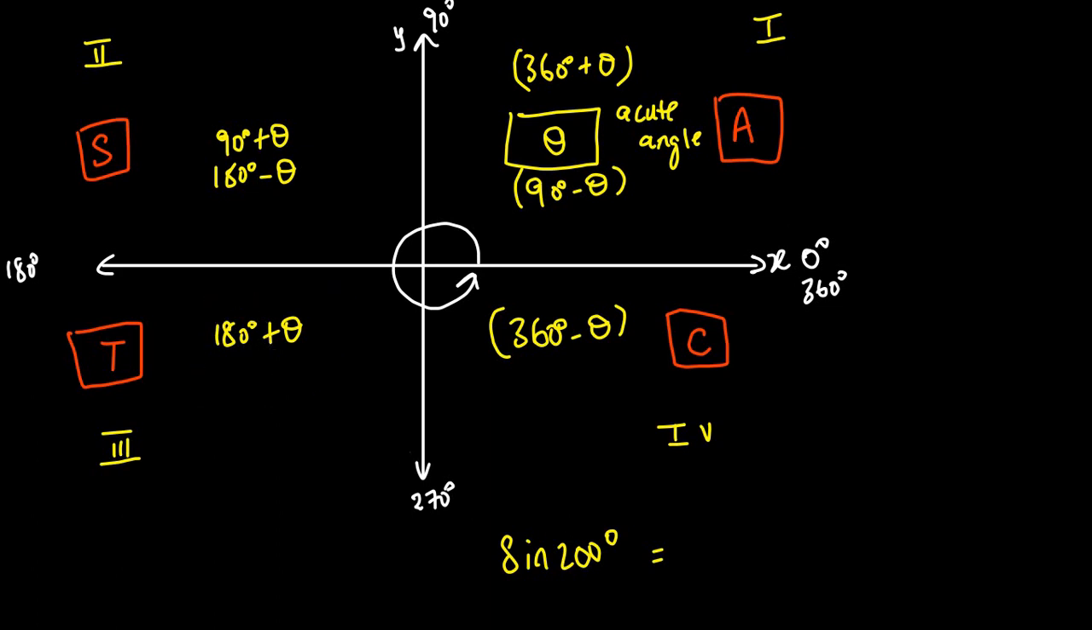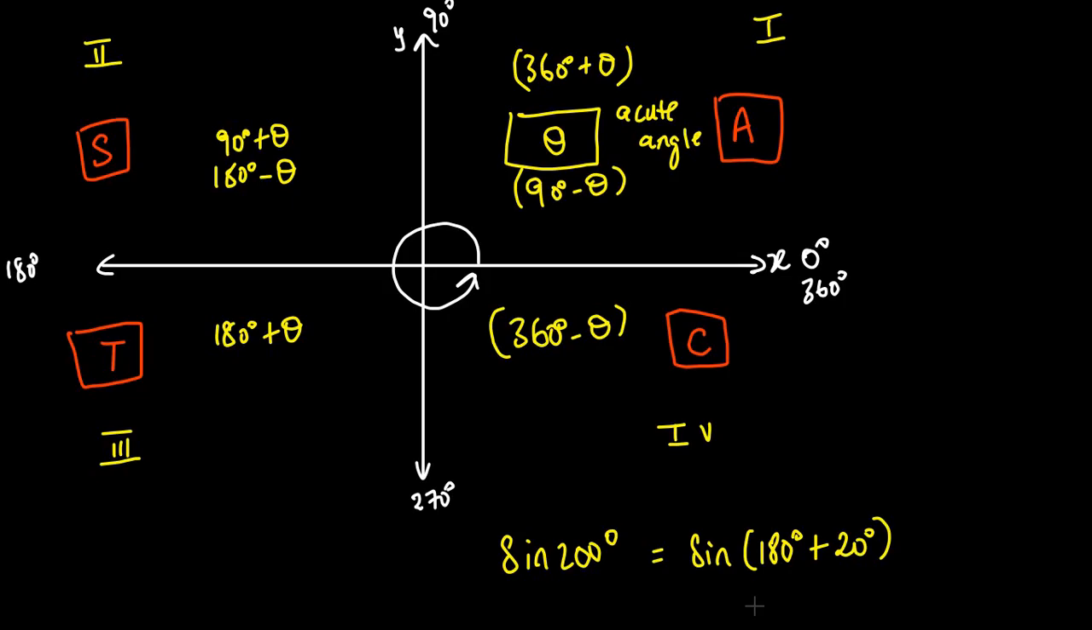That means when I write the 200, I must ask myself what was added to 180 for it to be 200. What was added? It was 20 degrees. That is why we write sine 200 as 180 plus 20. We want to know what acute angle was added to get that big angle.